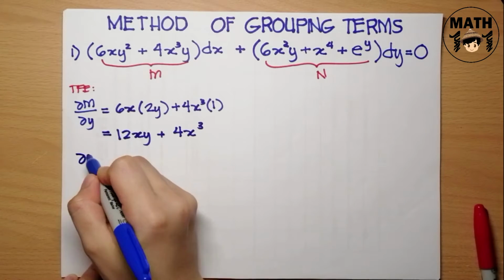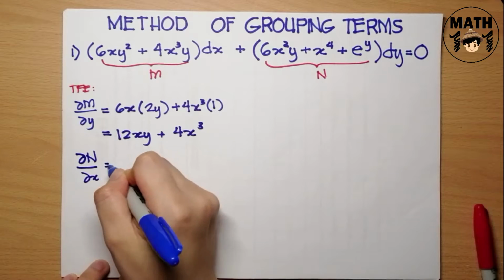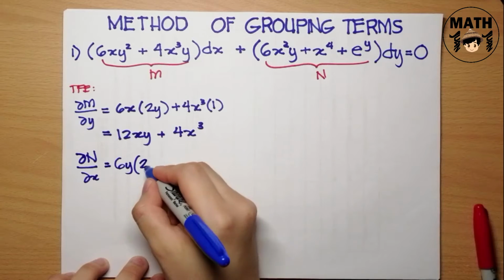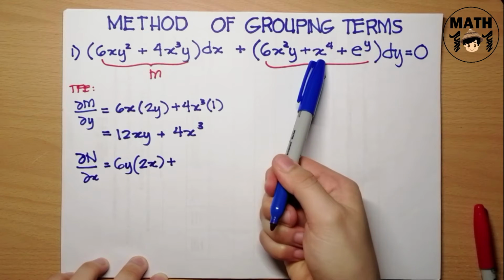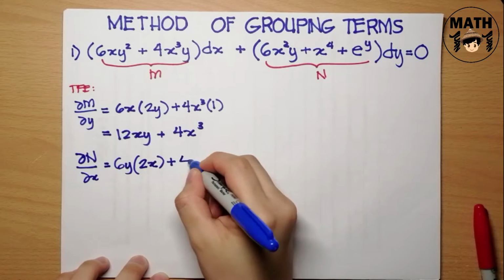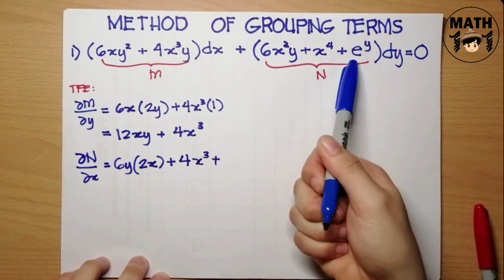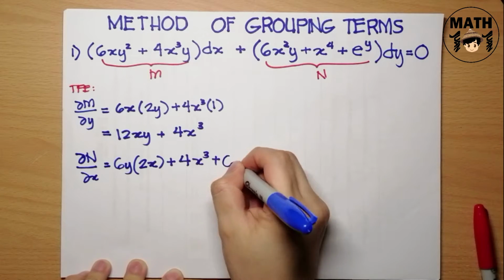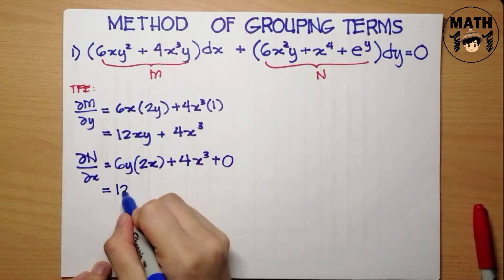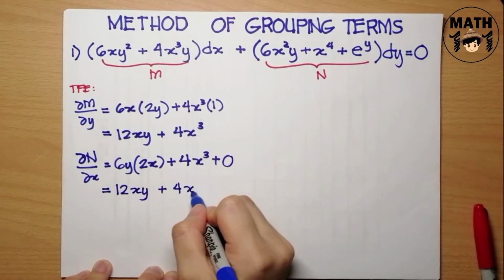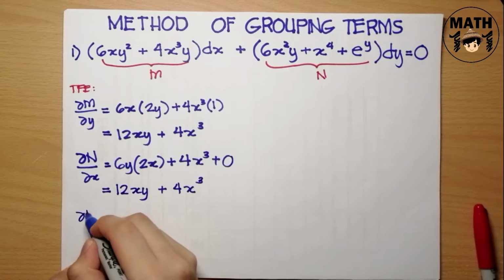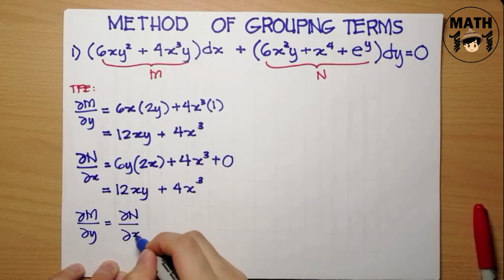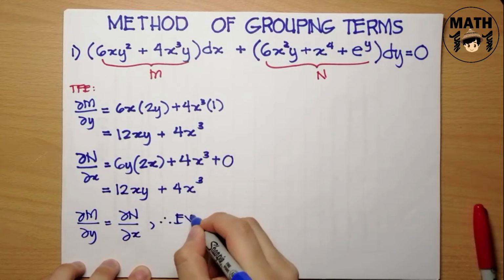Next, let us take the partial derivative of N with respect to x. Constant si y. Then derivative of x squared is 2x plus, this is just in terms of x, so derivative of x to the fourth is 4x cubed, plus derivative of e raised to y with respect to x. Y is taken as constant, therefore this is just equal to 0. Simplifying, we have 12xy plus 4x cubed. Since the partial derivative of M with respect to y is equal to the partial derivative of N with respect to x, therefore this equation is exact.